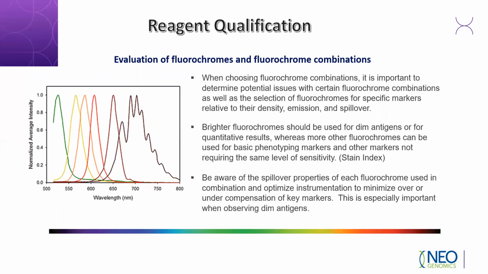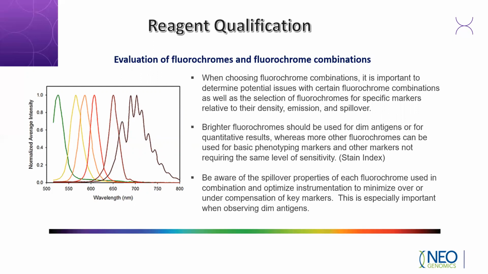When choosing the fluorochrome combinations itself, it's really important to determine potential issues with different combinations like the density, the emission, and even the spillover properties. Brighter fluorochromes should be used for dim antigens and for quantitative results, whereas other fluorochromes can be used for basic phenotyping markers and other markers not requiring the same level of sensitivity.